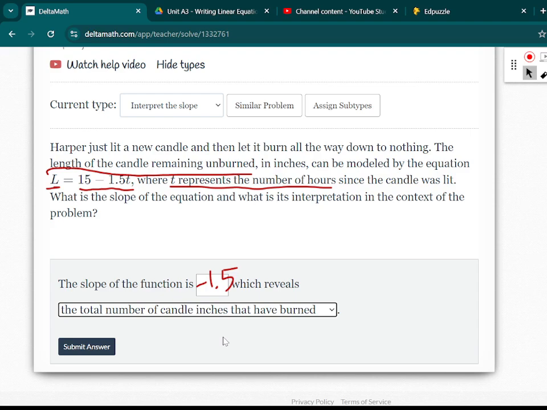The total number of candle inches that have burned? No, because that would be something related to L, because L is the length of the unburnt candle. So we'd figure out something to do with L to figure that out. Or the number of inches of candle that burns per hour. Now we've got our keywords per hour, and we're talking about candle burning down, so that seems to be the one that we want. It's changing per hour, and it is not the hours itself. It is the number of inches that burn per hour. So that's what we want.